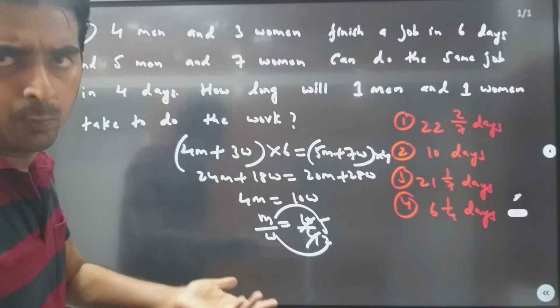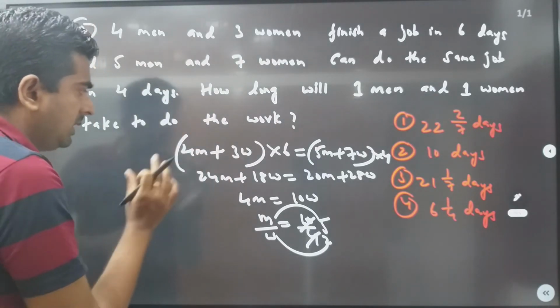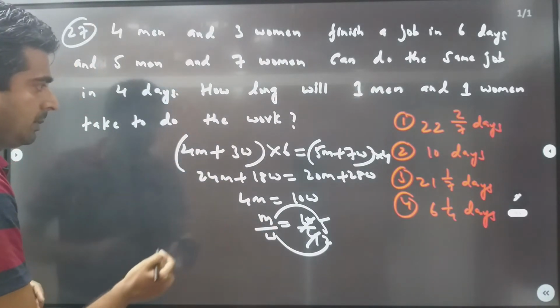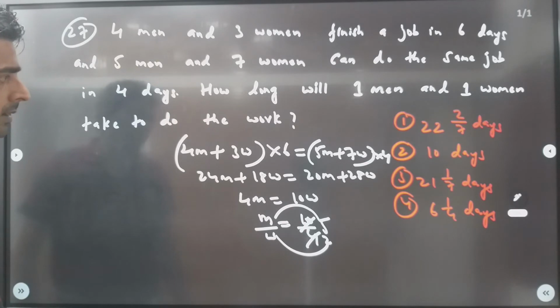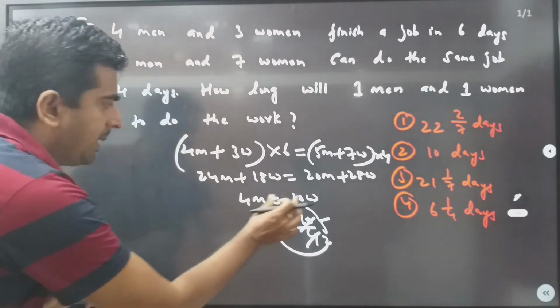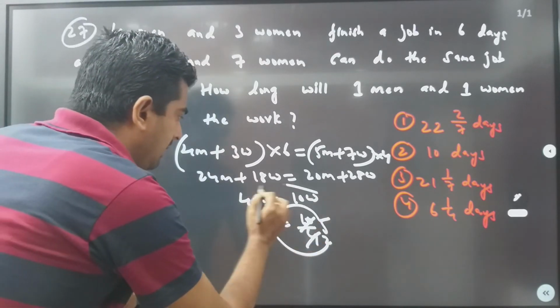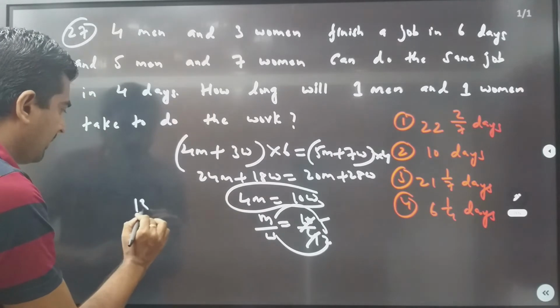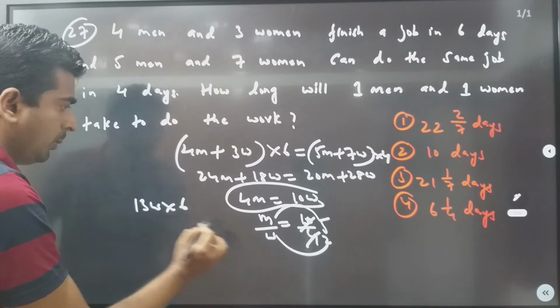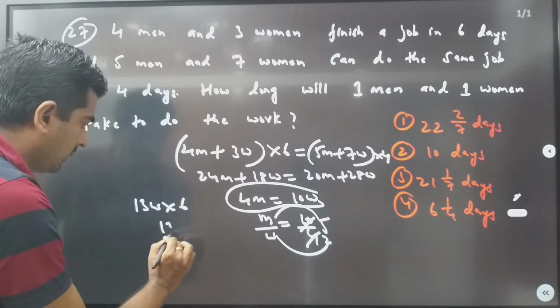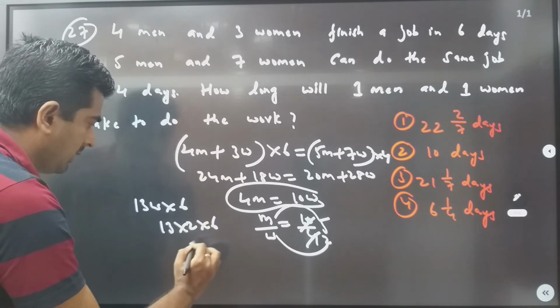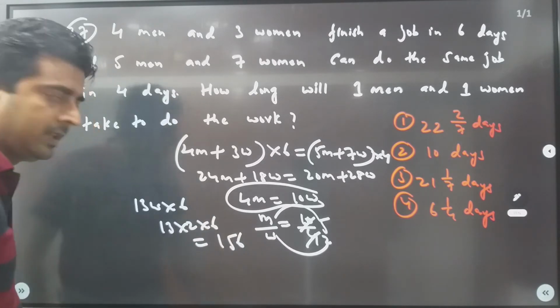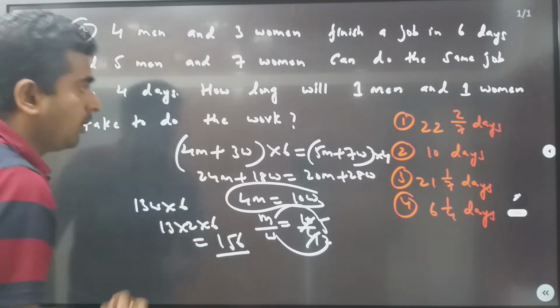Now I need to find out work. That's it. So I am using this equation. 4 men is equal to 10 women, right? That is what they have given you. 4 men, 10 women. 10 women plus 3 women, 13 women into 6. Women efficiency is how much? 2. So 13 into 2 into 6, what is the answer? 156.